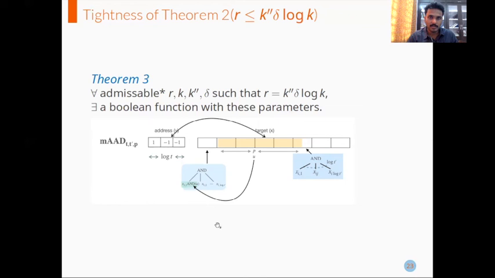Turns out this gives us functions which match this bound r equals k double prime delta log k. For all the functions we have seen before, k prime is equal to k double prime. And this is a function where you'll notice that k prime and k double prime are different. Yeah, those are the three tight functions. And thank you.